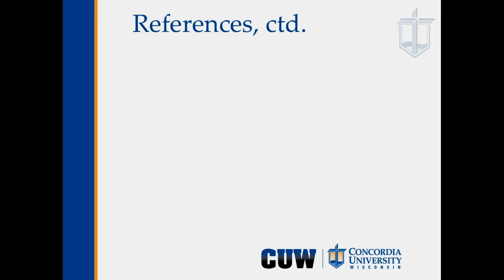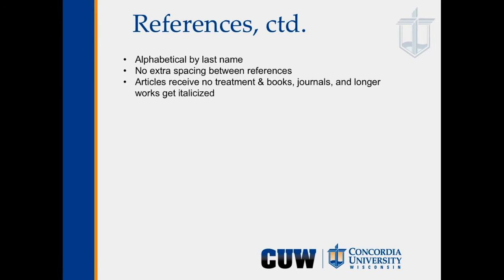There are a few things you should keep in mind regarding your references page. The first is that the references page should be in alphabetical order by last name. There should be no extra spacing between references. Although in the body of your paper, you should put titles of articles in quotes, in the references page, you do not put quotes around articles or shorter works. Further, you should put the names of articles in sentence case, where only the first letter of the title, as well as proper nouns, should receive capitalization. Titles of longer works, like books and journal names, should be italicized.